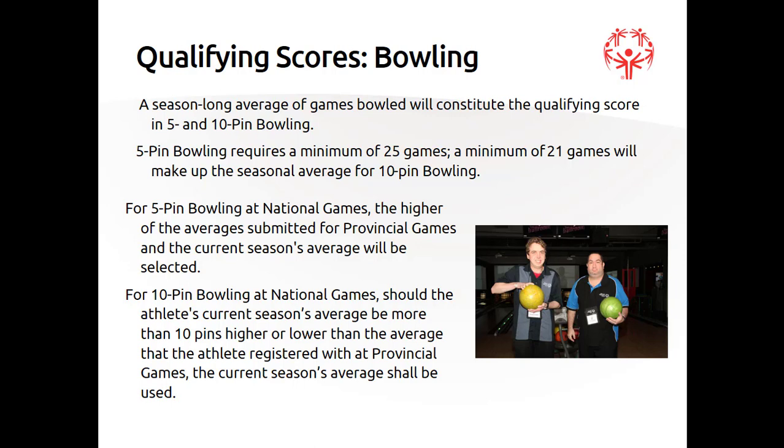For 10 pin bowlers competing at national games, if their current season's average is more than 10 pins higher or lower than the average submitted for provincial games, the current season's average will be used. Of course, coaches will know the importance of keeping records of their athletes' scores, usually in the form of league record sheets or the equivalent. These are required to be submitted for those athletes who proceed to higher level games.